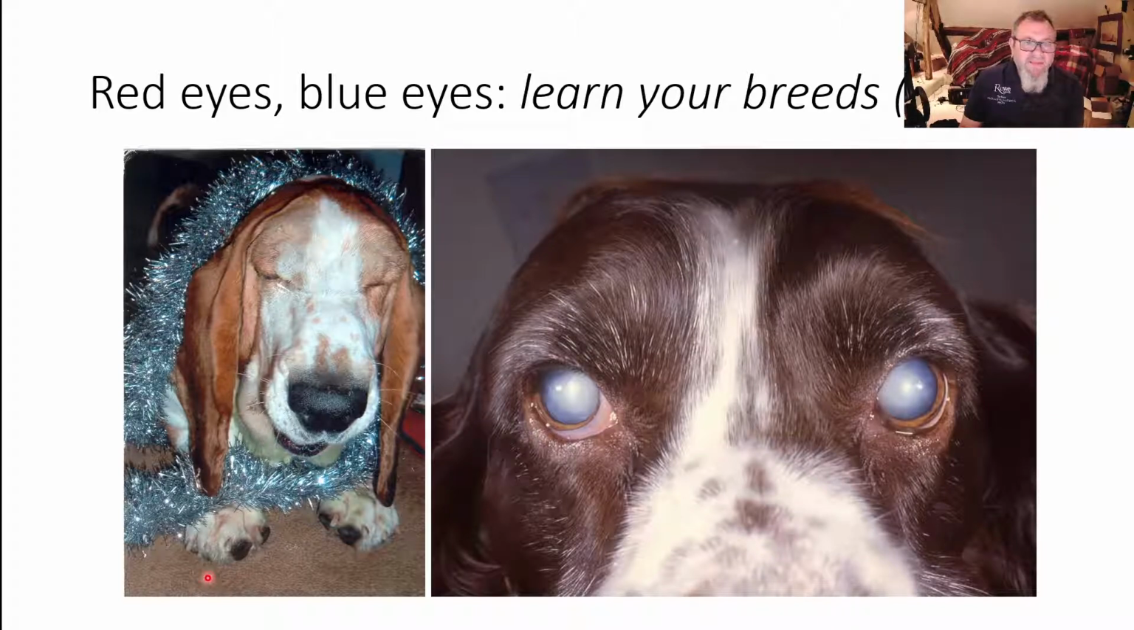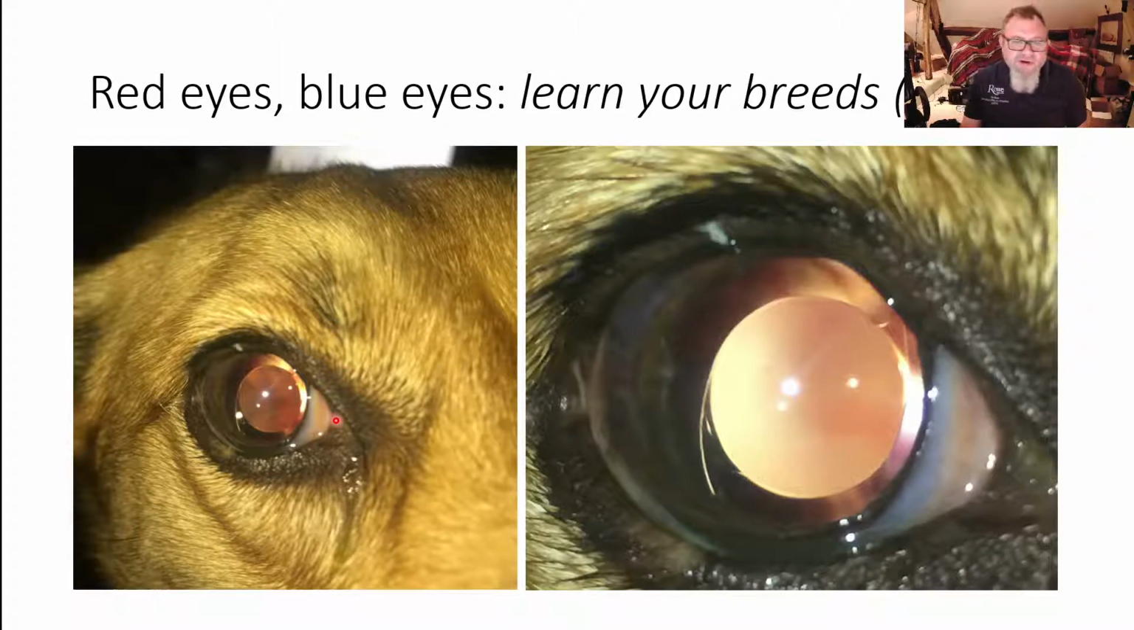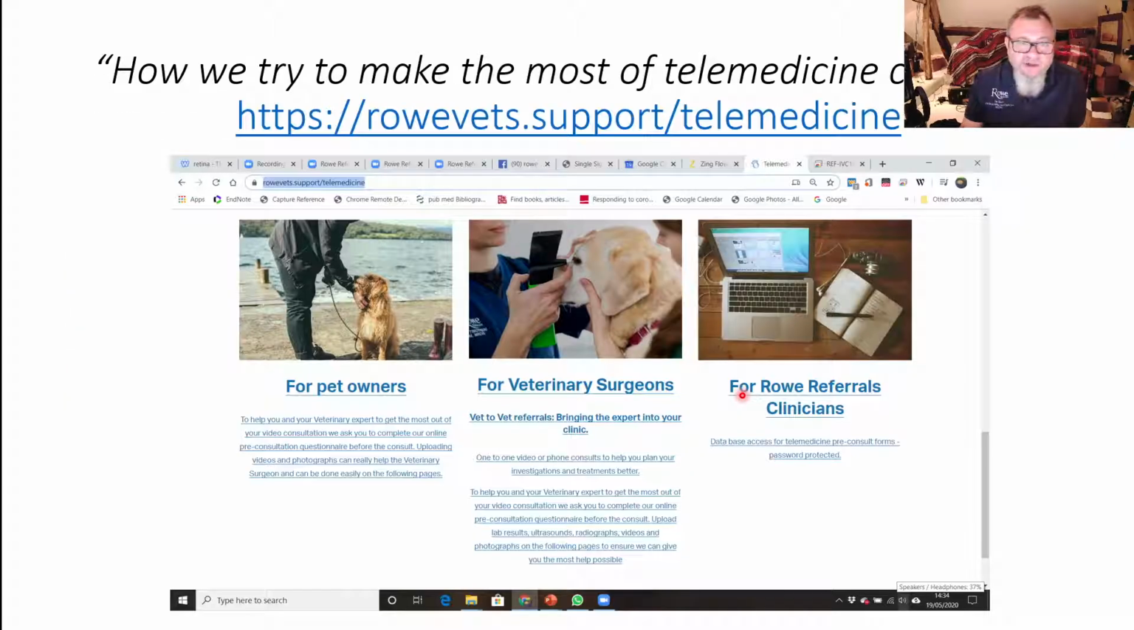And finally, just a reminder of your breeds. Remember your basset hounds and your springers, where primary glaucoma is common. So red eyes, red sclera, and blue eyes and corneal edema, you need to be worried about with glaucoma. And the other breed to think of with glaucoma is your terrier breeds with primary lens luxation. Nowadays, if we catch it early enough, we can remove the luxated lens and replace it with a sutured artificial lens, which can give these dogs an excellent long-term prognosis.